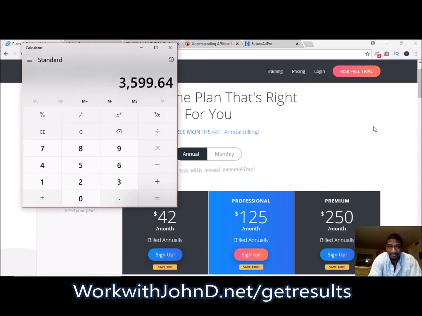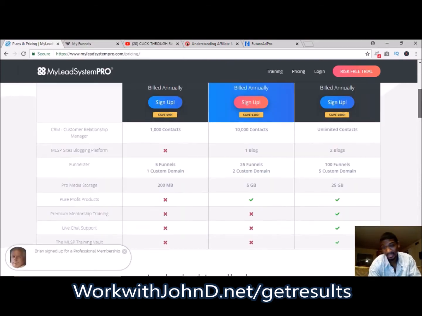Okay. So you can see there's definitely a cost benefit of paying for the annual plan up front, paying for the year up front compared to paying month to month. You save $600. That's if you were going to go with the premium plan, and that's a significant savings. That's $600 you can be putting towards advertising, putting towards the business you're currently running. That's money you can be putting towards other aspects of your business, or even keeping in your household.